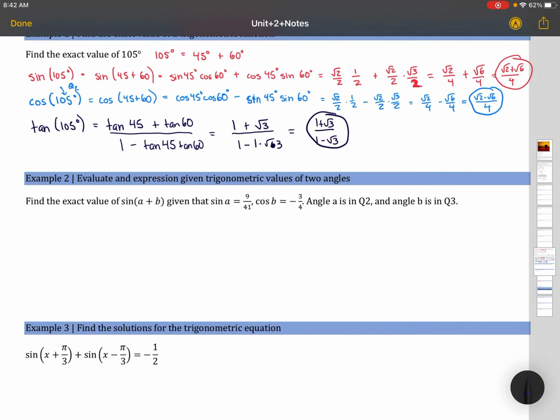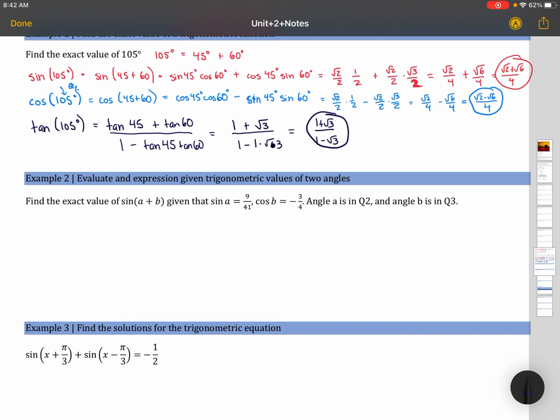For example 2, we have to evaluate the expression given the 2 trigonometric values of the angles. We have to find the exact value of sine A plus B, knowing that A is in quadrant 2 and B is in quadrant 3. And we know sine A is 9 over 41, cosine B is negative 3 over 4.